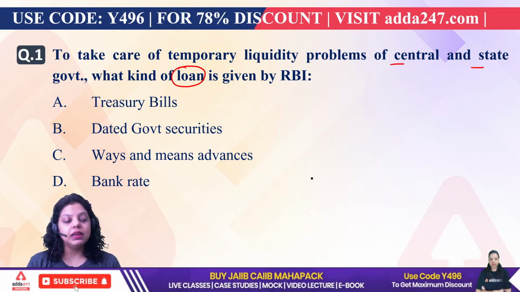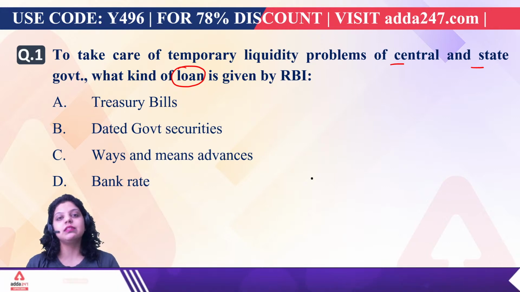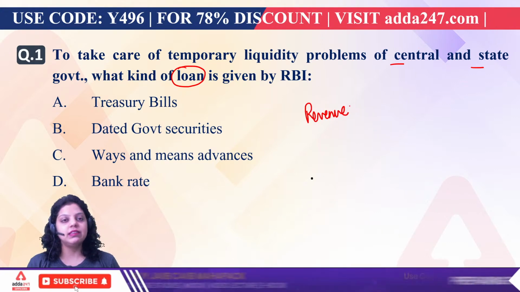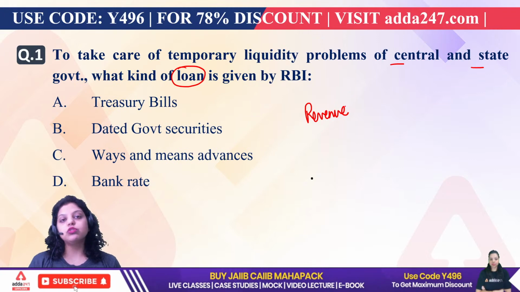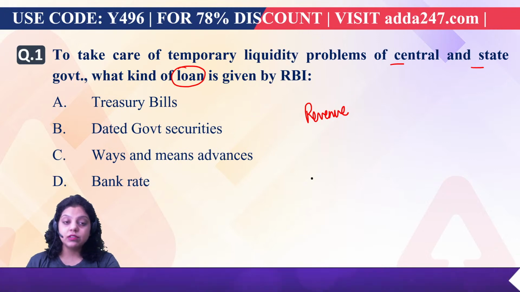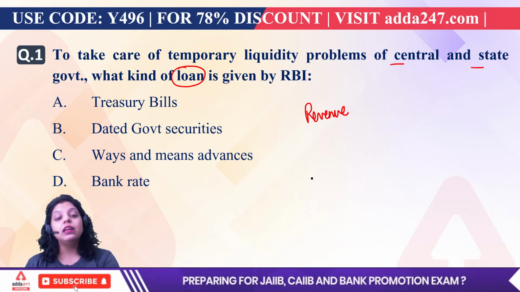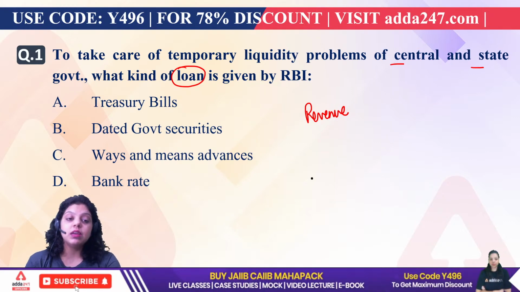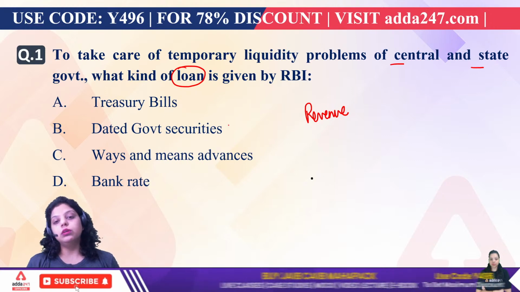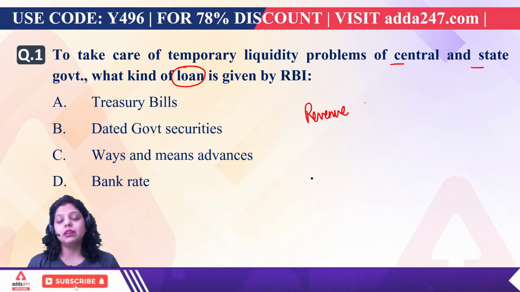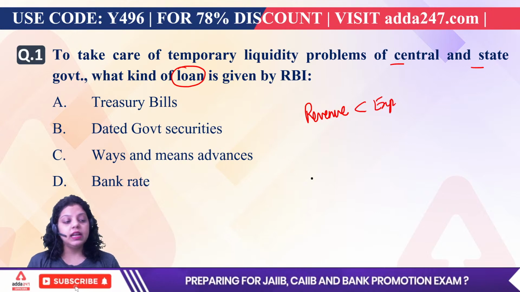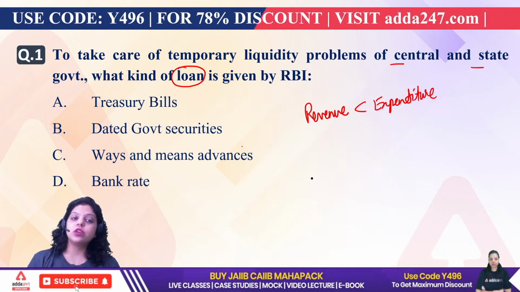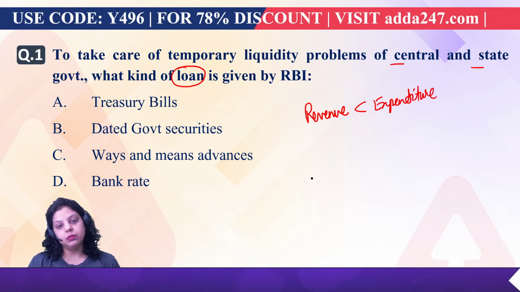Now, what are temporary liquidity problems? We know that central government and state government have certain revenues. They earn income in the form of taxes and other methods. So the sources of income for the government of India will be tax revenue and non-tax revenue. And if we talk about expenditure, all the schemes which we have introduced or all the non-scheme expenditure will be there. So sometimes, or most of the time, the revenue of the government will be less in comparison to the expenditure of the government of India. In that particular situation, what kind of loan will be given by Reserve Bank of India?